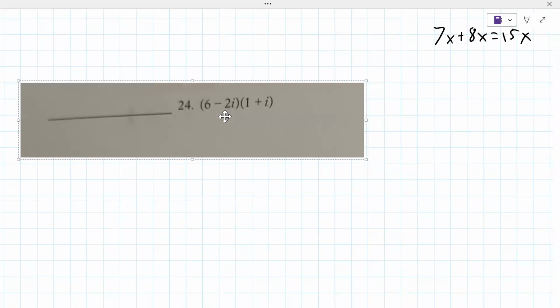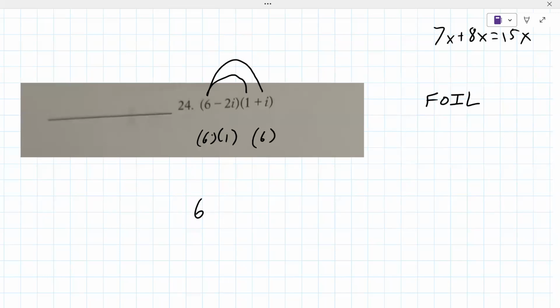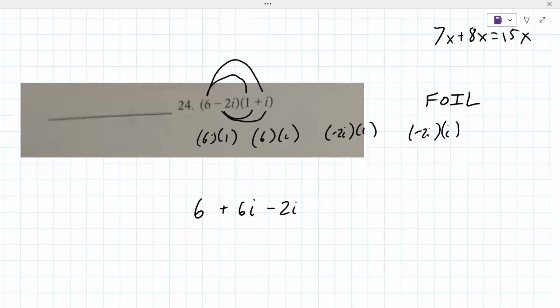Let's see here. So this is a FOIL problem. Do you remember what the F stands for, or what to multiply? First. Okay, so like the 6 times the 1, what does that become? 6. And then the O is 6 times i, positive i, what does that become? 6i. Just squeeze them together. -2i times 1, what does that become? Negative 2i. Good. And then the harder one here is the last, -2i times i.